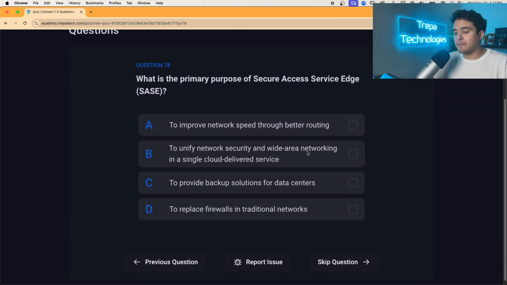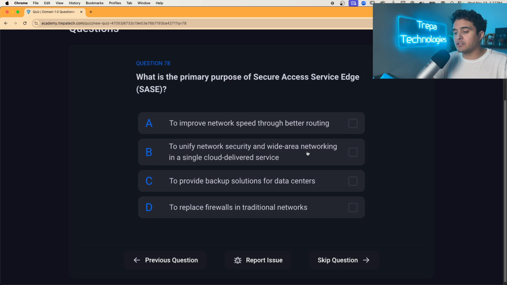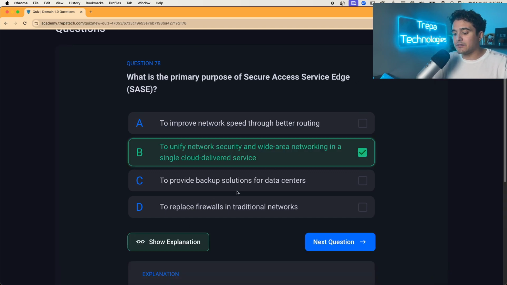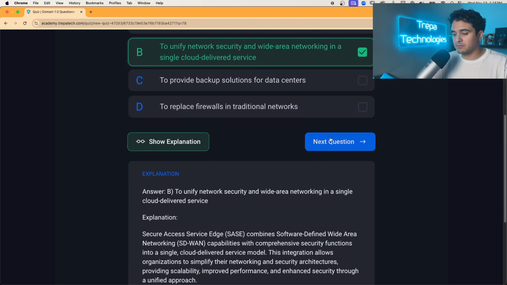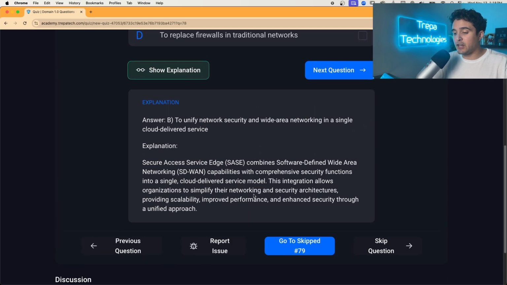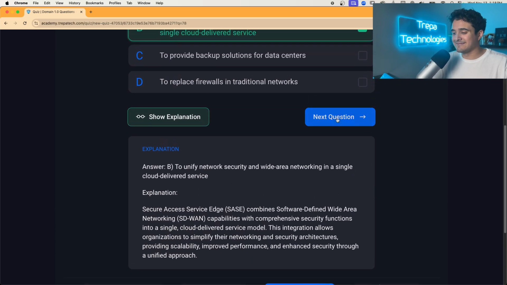Question 78. What is the primary purpose of Secure Access Service Edge, or SASE? So it's going to be B, to unify network security and wide area networking in a single cloud delivered service. I forgot to pause the video if you want to read the explanation, guys.